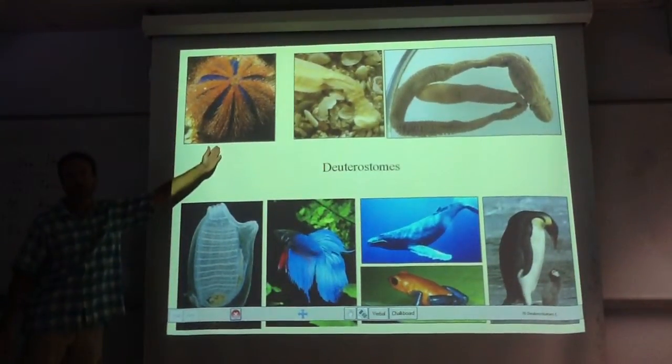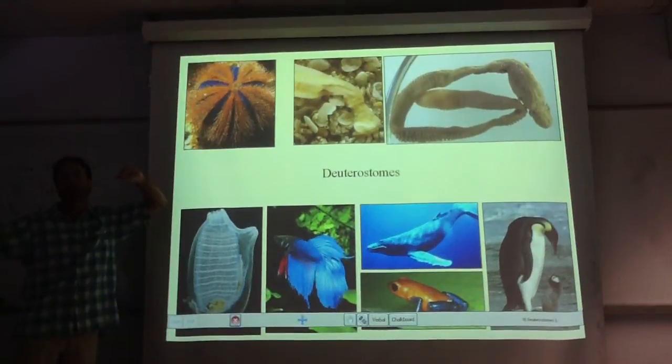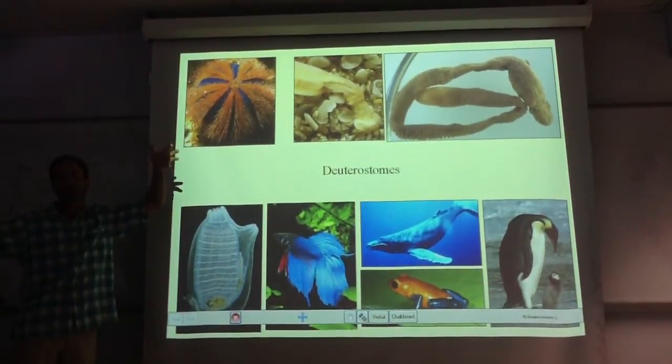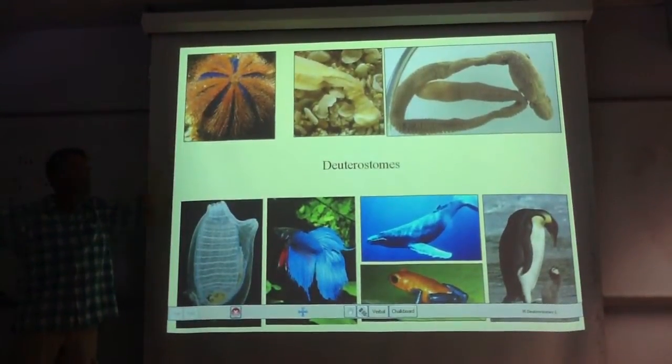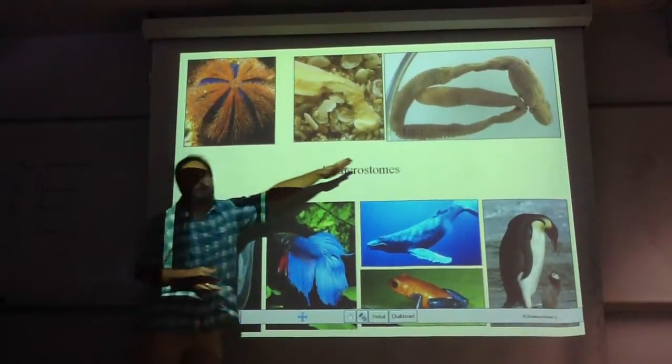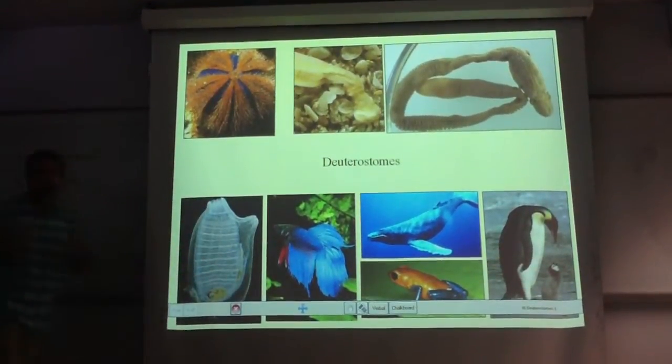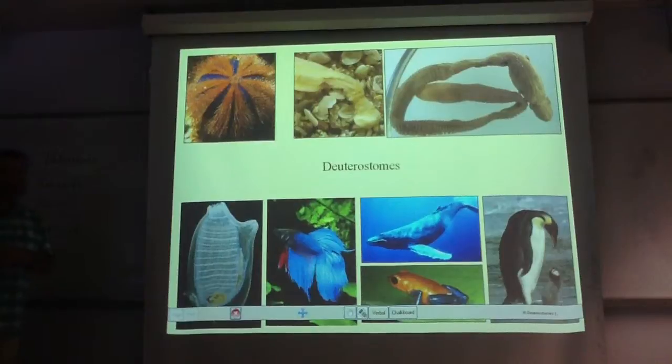Echinoderms, which I'll definitely get through right now. These are going to be basically what? Sea urchins, starfish, brittle stars, sea cucumbers. These are acorn worms, hemichordates. This is a separate phylum that you're not going to be responsible for.